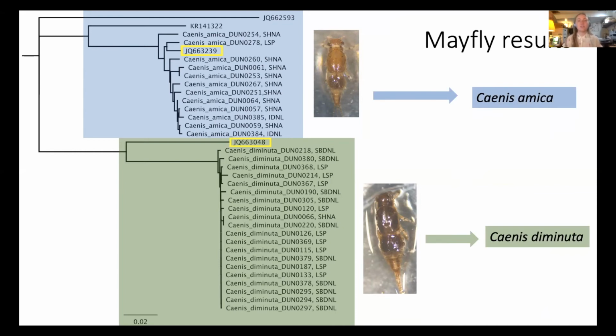In this case, we had two morphologically similar and closely related species of mayfly along the coastline. One species, Caenis amica, we found at our 3 southern focal sites, and then Caenis diminuta we found only at our 2 northern sites.